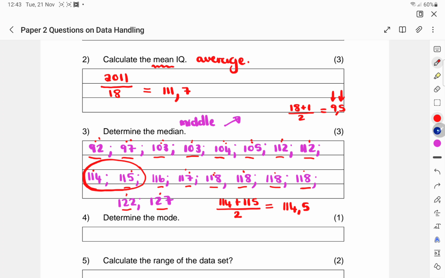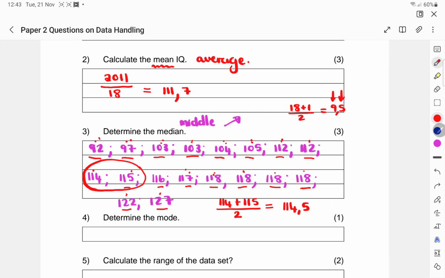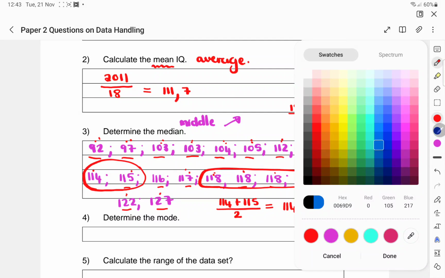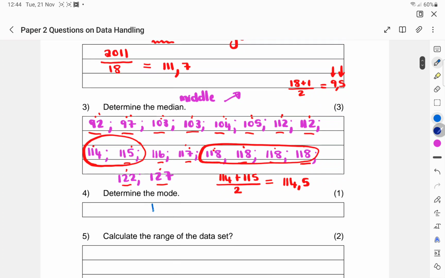Okay, then the mode. As I was writing up from smallest to biggest, I saw that there were quite a few of the 118s. There are 4 of them, whereas the other numbers came up 3 times at most. So definitely the one that came up the most is 118.